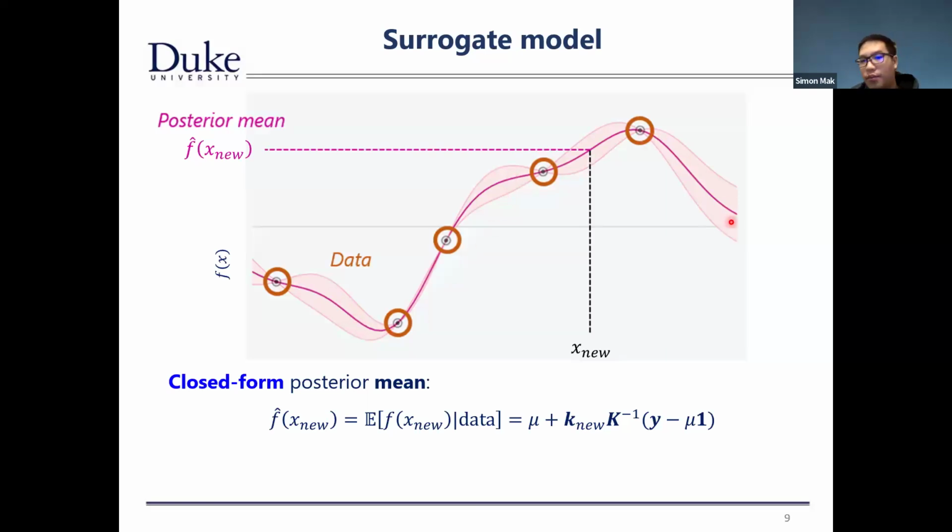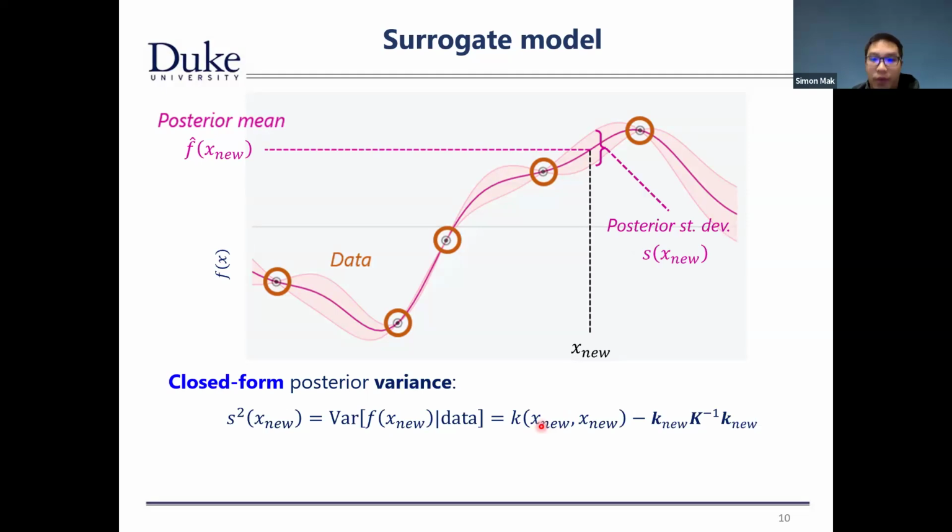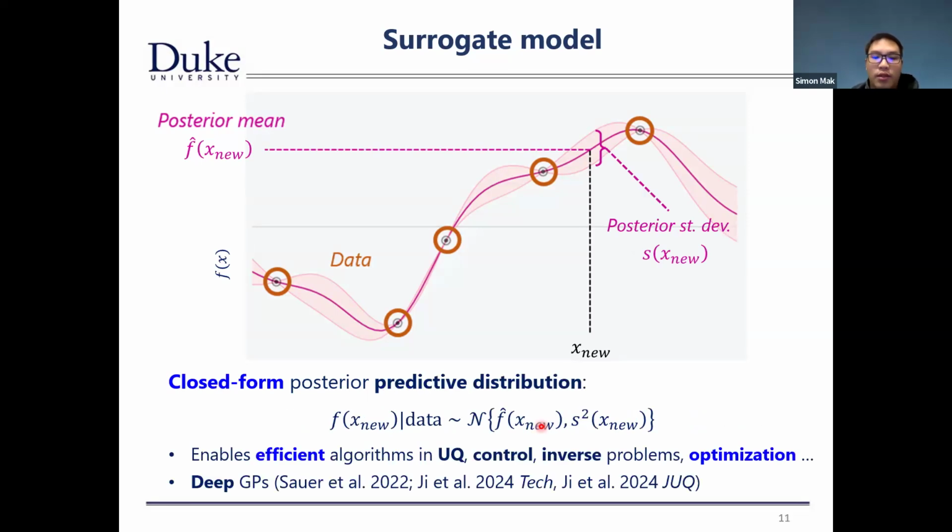Now the nice thing about Gaussian processes is that they give us efficient closed form expressions. So we get a closed form predictive mean, posterior mean, for predicting what the function might look like at a new point x new. So I'm not going to go through this equation here, but that's what it looks like. We also get a closed form for the posterior variance. And in fact, we're able to characterize the full posterior distribution in terms of this Gaussian distribution, in terms of its posterior mean and posterior variance. And the reason why we like this closed form posterior prediction is that it enables efficient algorithms and uncertainty quantification, controls, inverse problems, and we'll see later on in optimization as well. It facilitates very efficient sequential sampling.